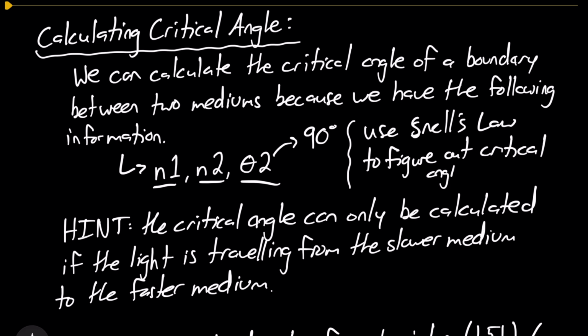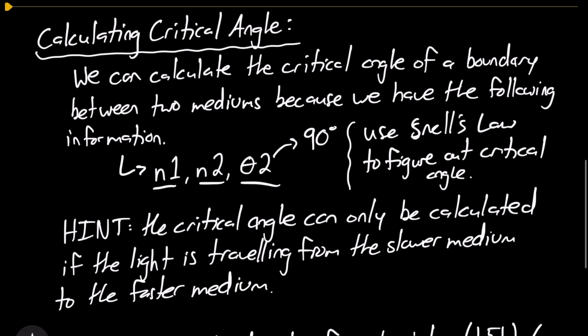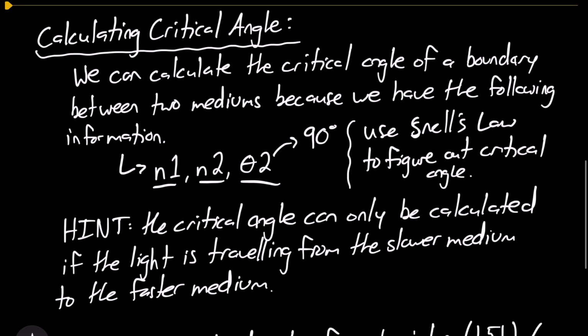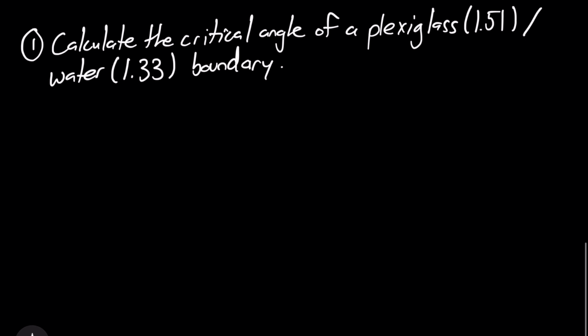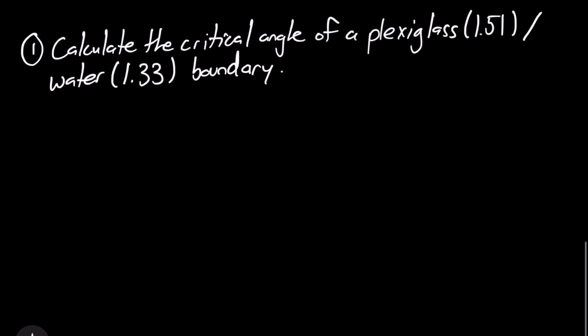Okay, so just a quick hint before we jump into our one and only example in this video. The critical angle can only be calculated if the light is traveling from the slower medium to the faster medium. So in other words, your N1 has to be greater than your N2 or else it will not work. Okay, so example 1, our only example of this video: calculate the critical angle of a plexiglass water boundary. It doesn't give us a ton of information here, but let's figure out what we have.